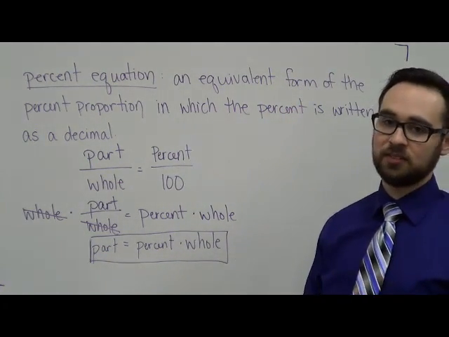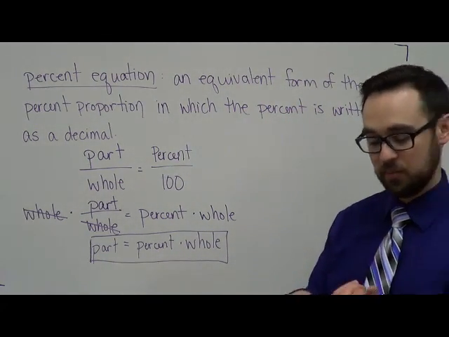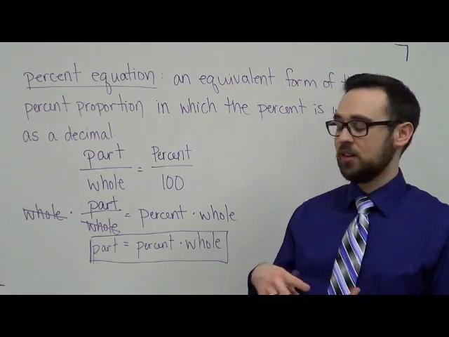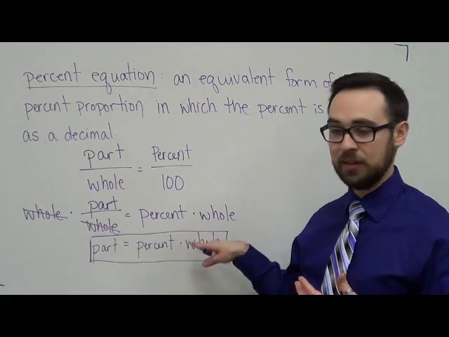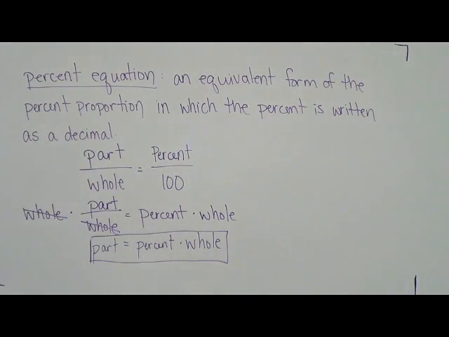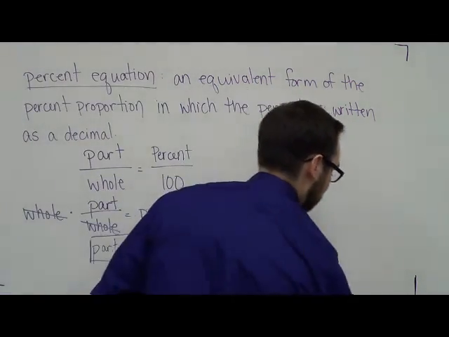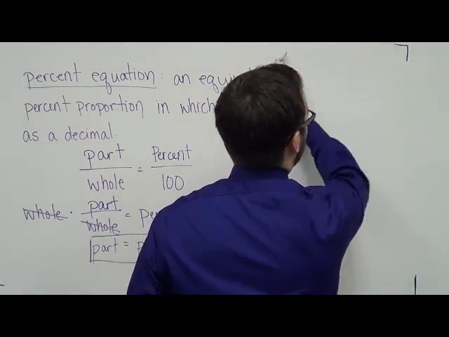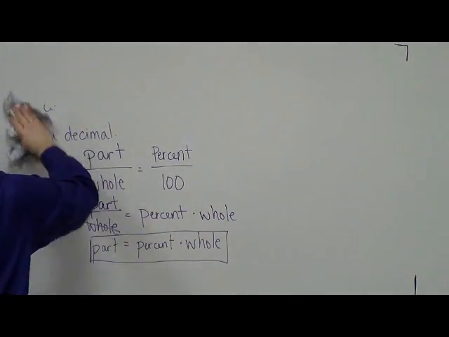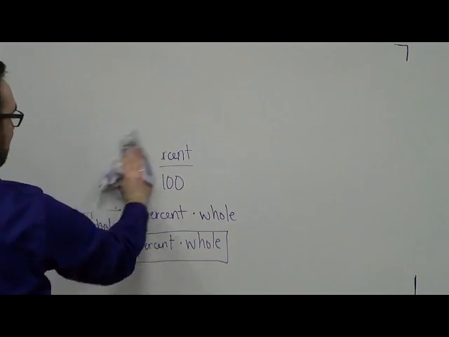So again, very similar. We're identifying 3 things: the percent, the part, and the whole. One of those will be missing, and that'll be the piece that we're going to replace with a variable. So let's go ahead and jump into an example. So we want 62% of 75. So example number 1, we're looking for 62% of 75.